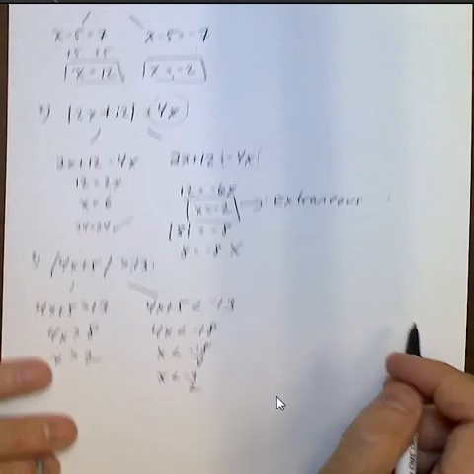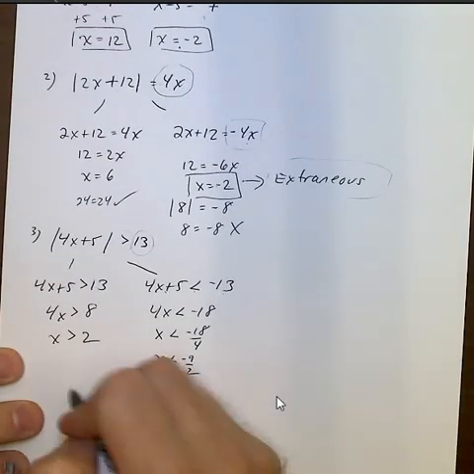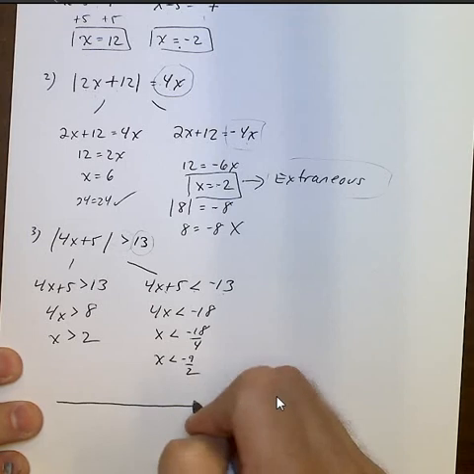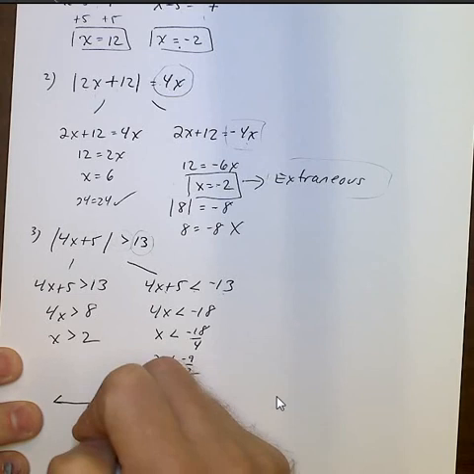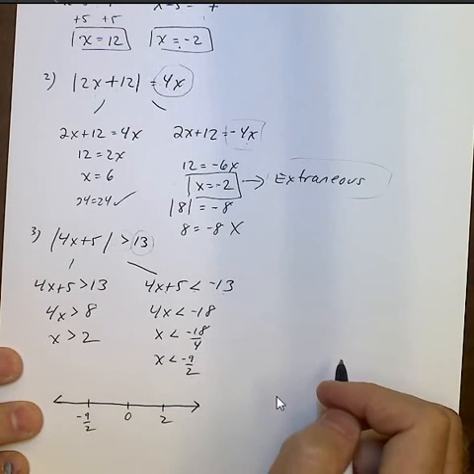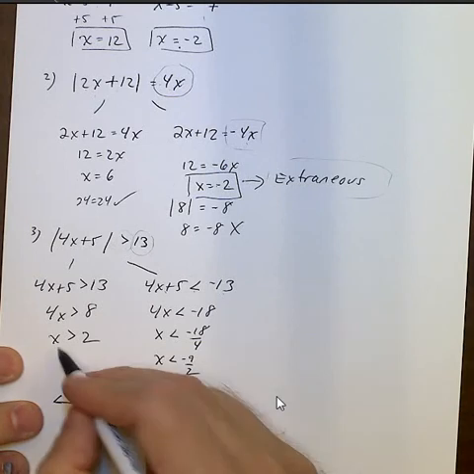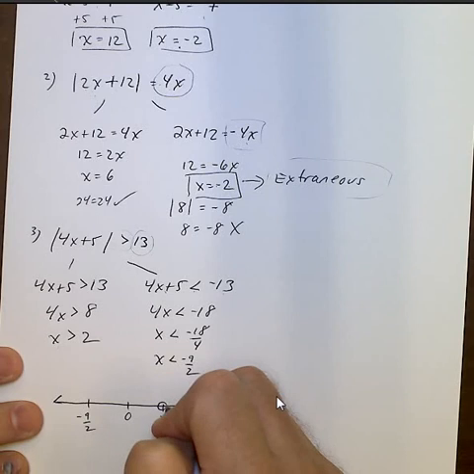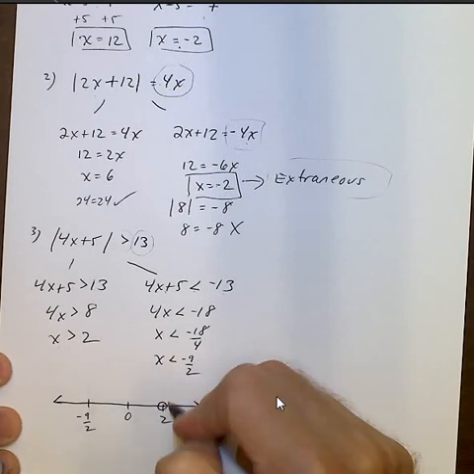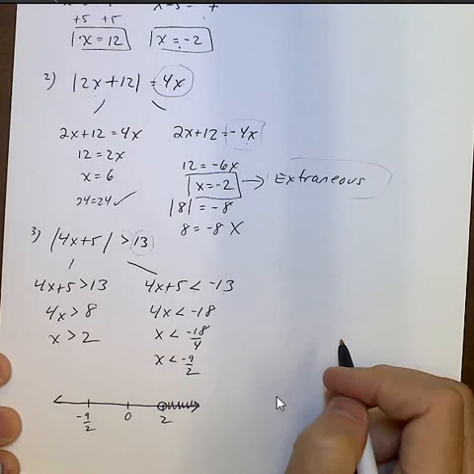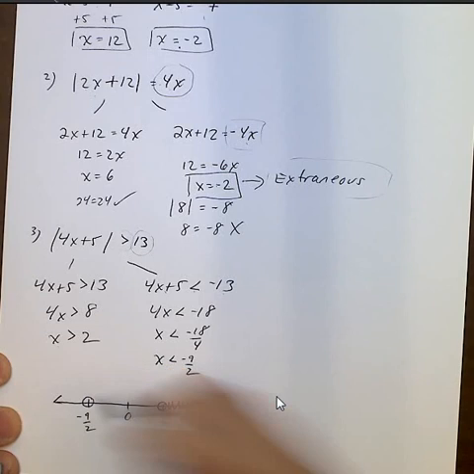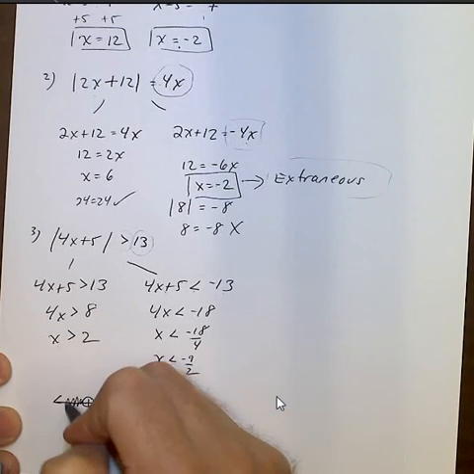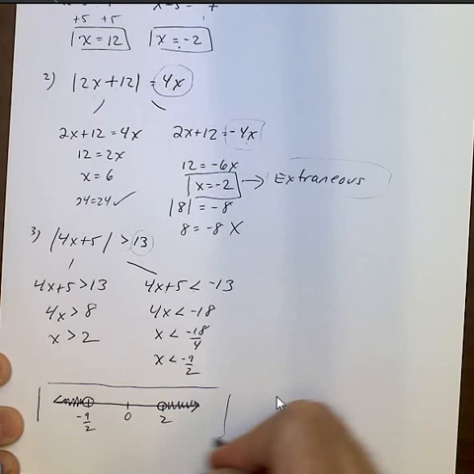Then what I'm going to do is go ahead and graph it. Here's my 0, here's my 2, here's my negative 9 halves. In this case, what we have here is x is greater than 2. Just like before, we put an open circle over the 2 and we shade greater than. And then we have x is less than negative 9 halves, which means we're going to open this up as well, and we're going to shade less than, which is in this direction. So there's your graph, and here's your solution.